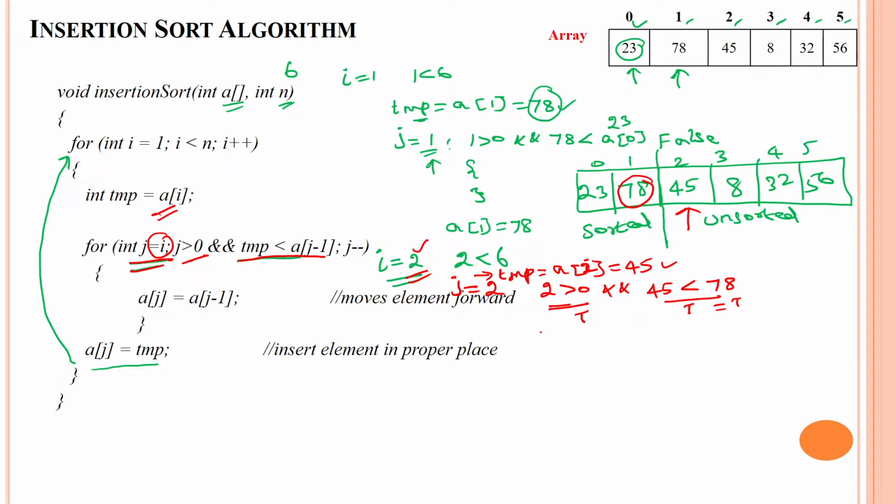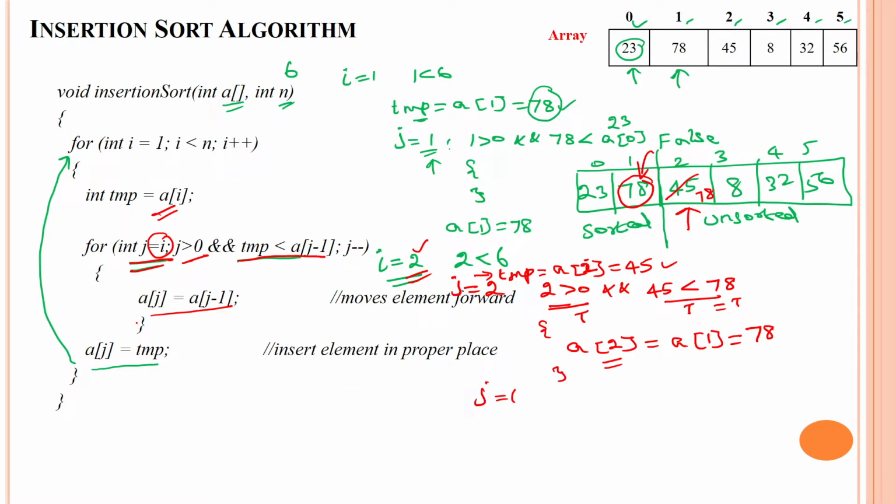Now inside the j loop we have a statement: a of j, where j is 2, equals a of j minus 1. So 2 minus 1 equals 1, and a of 1 is 78. So 78 is assigned to a of 2. Now in the array we assign the 78 in this place. Then this is over, j is decremented by 1, so j equals 1.